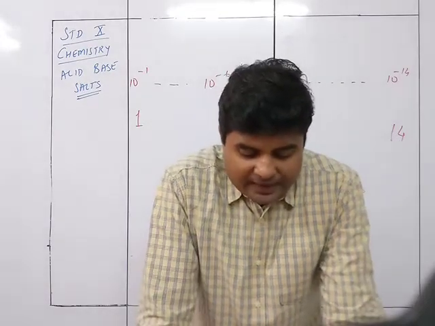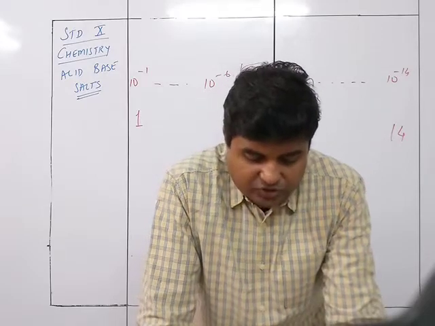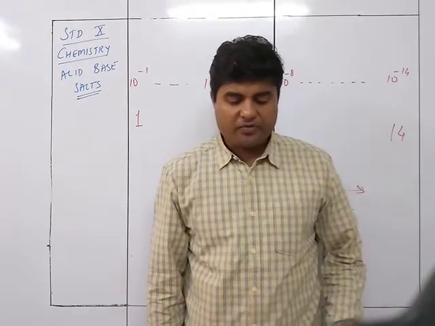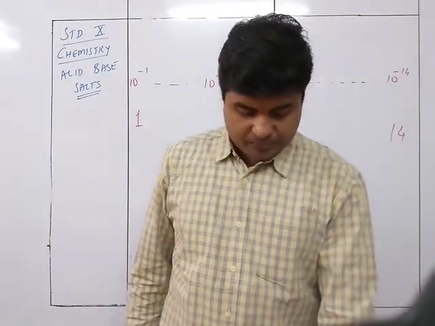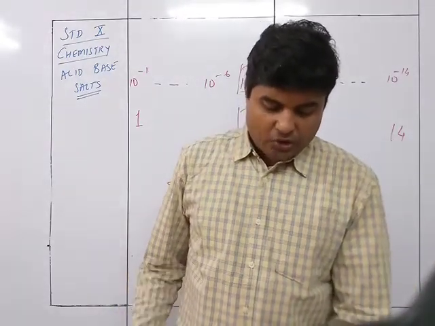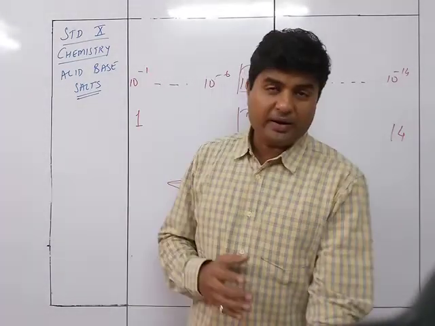A litmus indicator is a natural coloring matter obtained from certain lichens. A litmus solution is prepared by dissolving 0.5 grams of litmus in 1 liter of distilled water and filtering. Now, what are the normal color changes which are very, very important, at least for the common indicators?